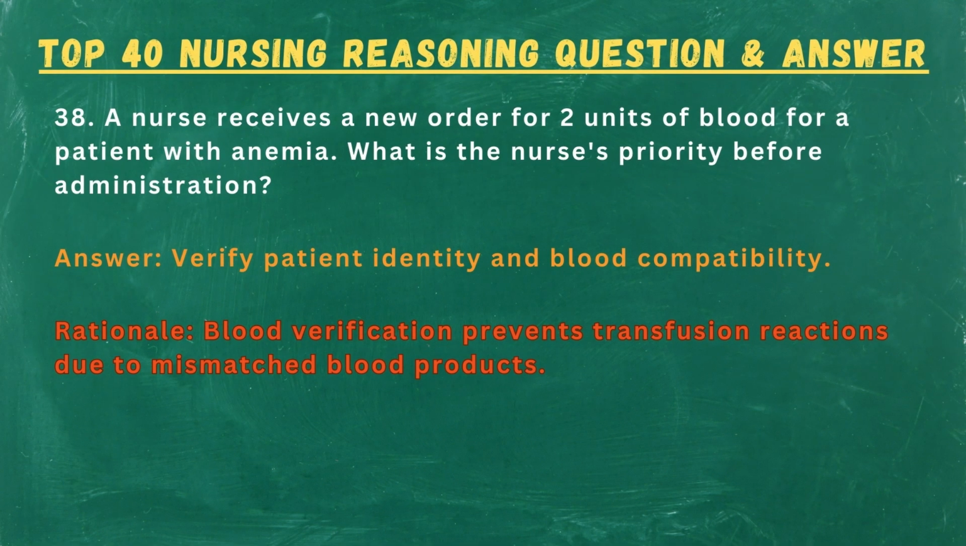38. A nurse receives a new order for 2 units of blood for a patient with anemia. What is the nurse's priority before administration? Answer. Verify patient identity and blood compatibility. Rationale. Blood verification prevents transfusion reactions due to mismatched blood products.